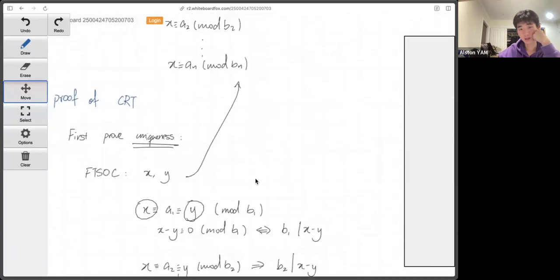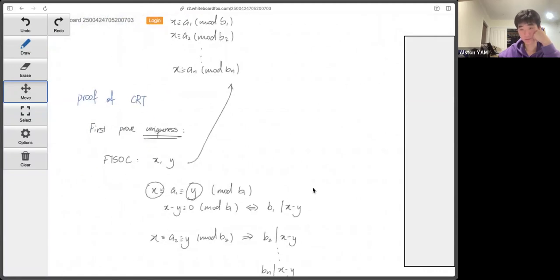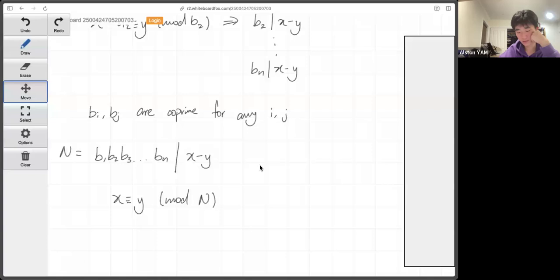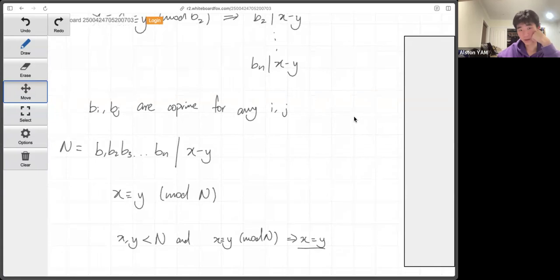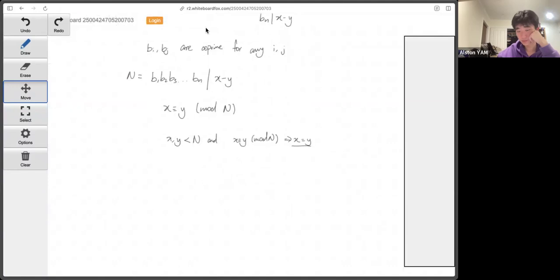Why is that? Because the theorem says that we are looking at it under mod b1, b2, all the way to bn. And that's just mod big N, right? So we actually have x, y is less than big N, and x congruent to y under mod N. And that is actually, in fact, enough to conclude that x is equal to y. And that's bad, right? Because we had assumed that x and y are different up here.